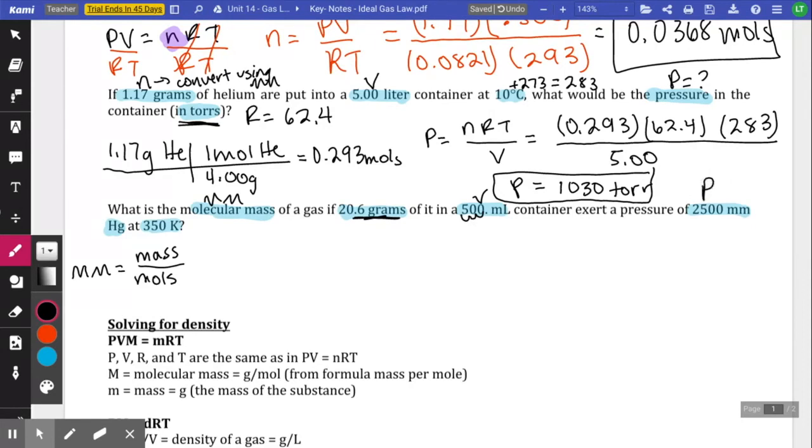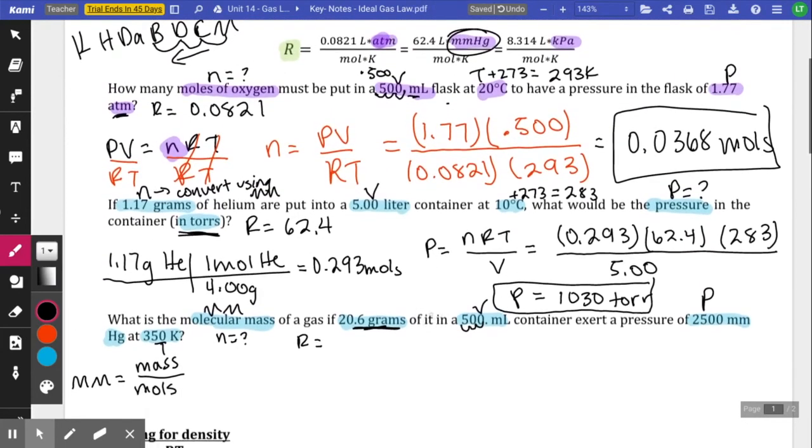Then we have pressure and we have temperature. So guys, we can solve for number of moles here. We don't know what n is. We can solve for number of moles and then use the mass and the moles to figure out the molar mass. Okay, so the only thing we're missing here is our R value. We have millimeters of mercury, so we're going to use our R value that has millimeters of mercury in it. So that is going to be 62.4.